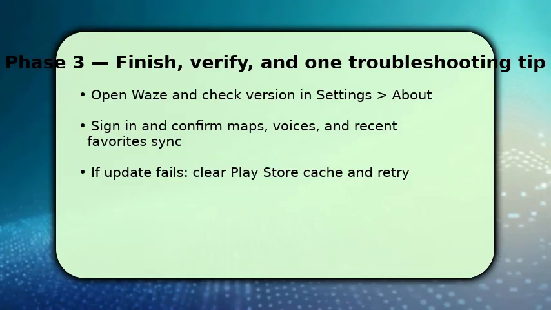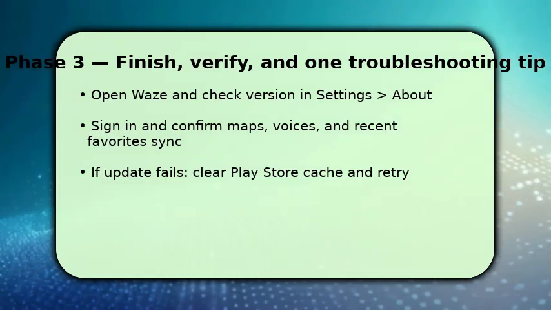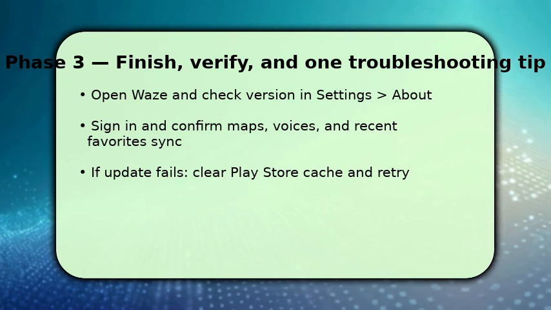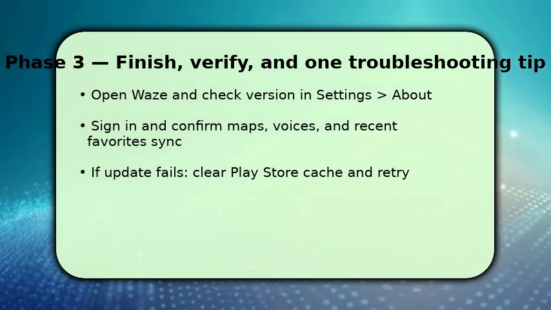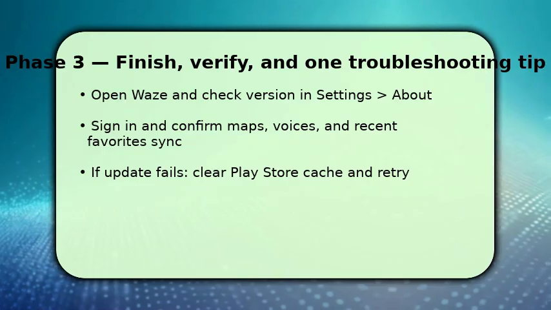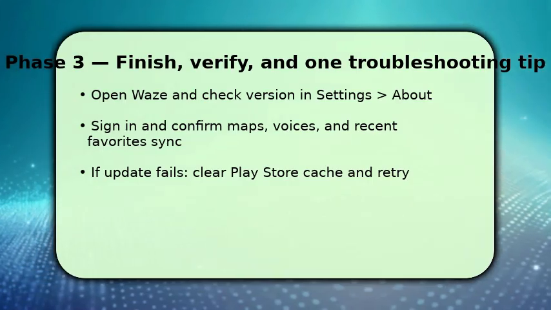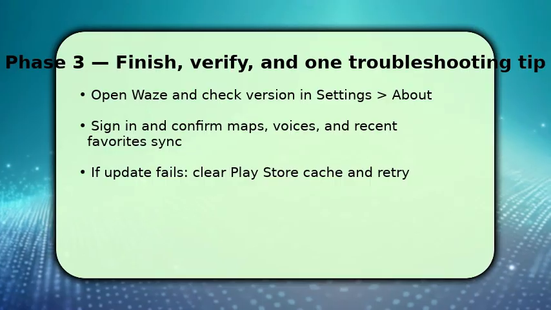If the app crashes or features look missing, restart the phone first. If problems persist, clear Google Play Store cache and data, then re-attempt the update. This often resolves stalled installs. If you still can't update, uninstall and reinstall Waze as a last resort.